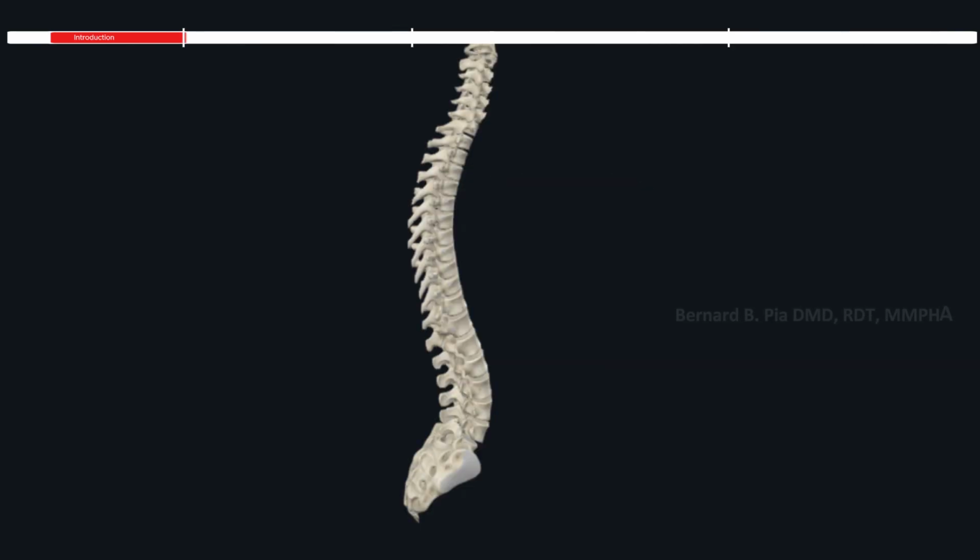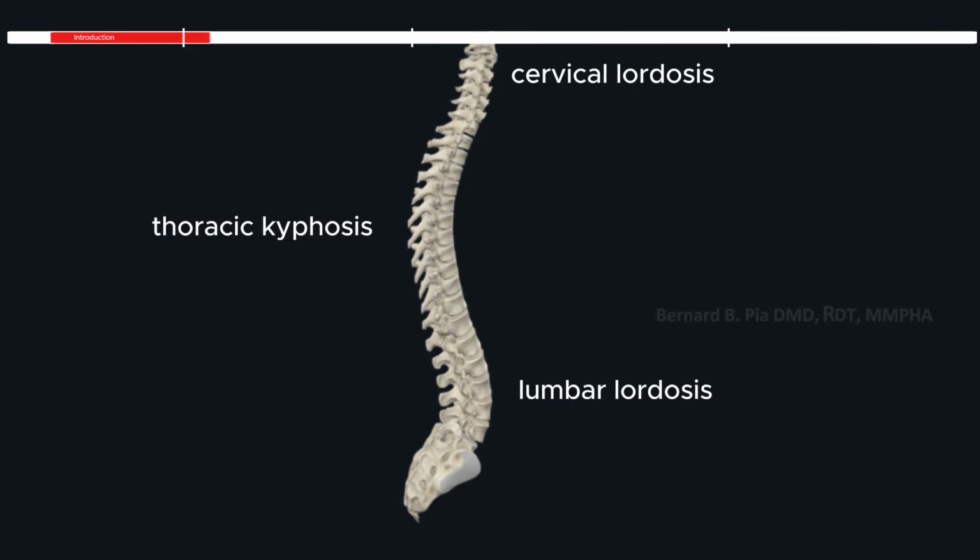When viewed laterally, the full length of the adult vertebral column is seen to have 4 curvatures: cervical lordosis, thoracic kyphosis, lumbar lordosis, sacral kyphosis.